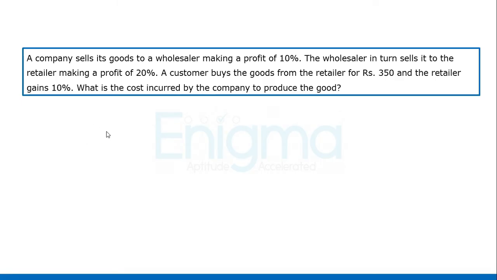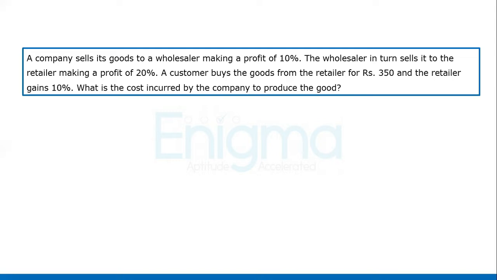A company sells its goods to a wholesaler, making a profit of 10%. The wholesaler, in turn, sells it to the retailer, making a profit of 20%. A customer buys the goods from the retailer for rupees 350 and the retailer gains 10%. What is the cost incurred by the company to produce the goods?